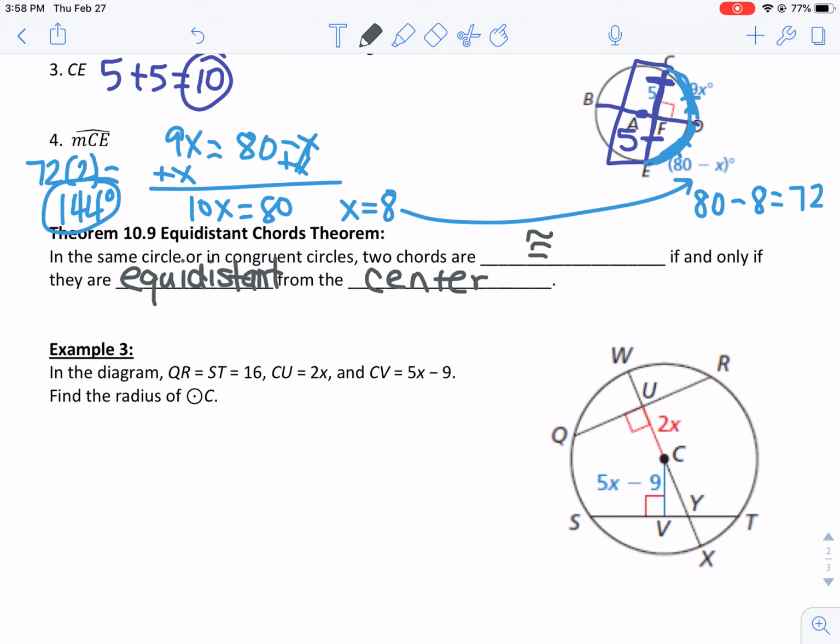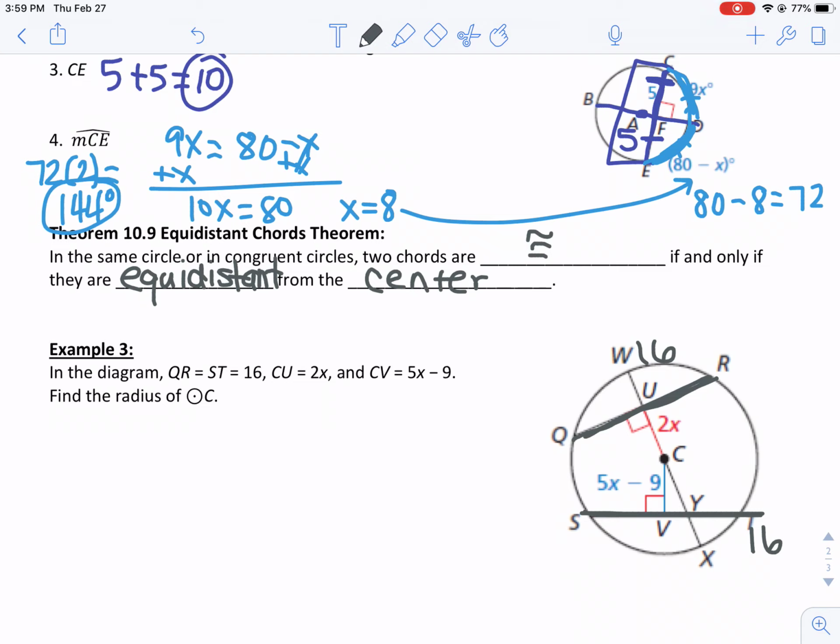So in example 3, it gives us a lot of information. It tells me that QR here is 16, ST is 16, CU is 2x, CV is 5x minus 9, and it wants the radius of the circle.